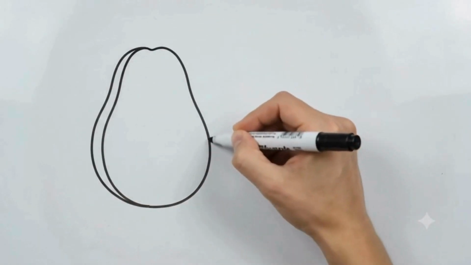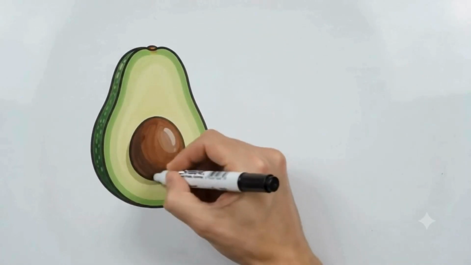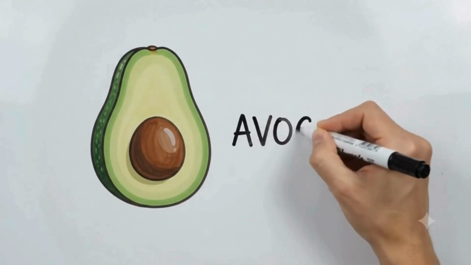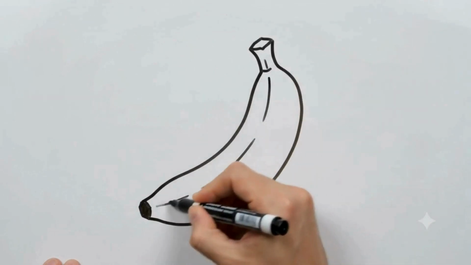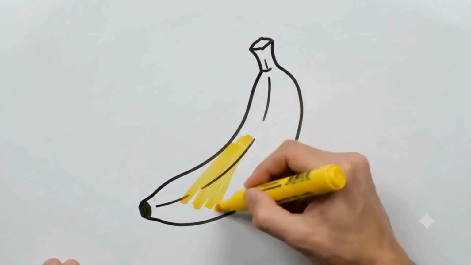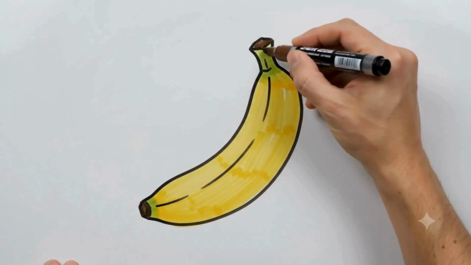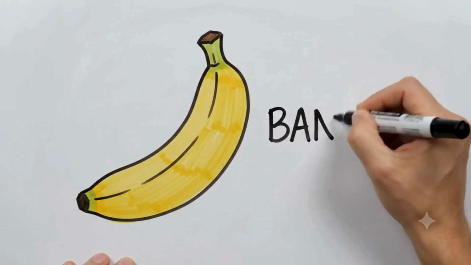Avocado is green in color. Banana is yellow in color.